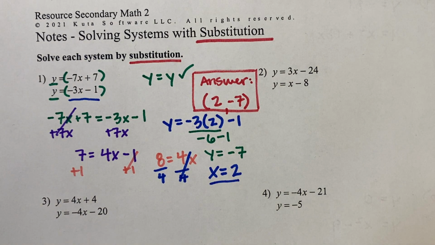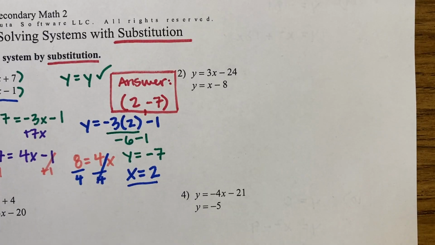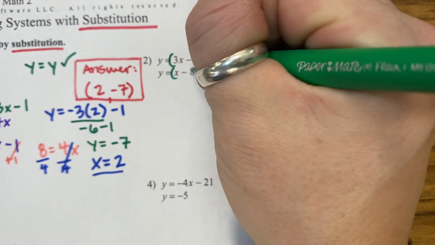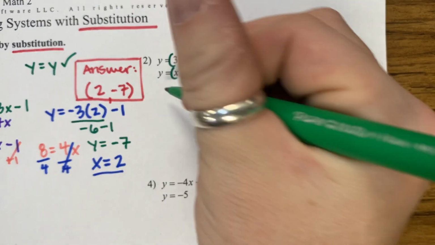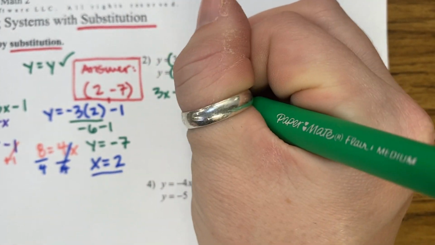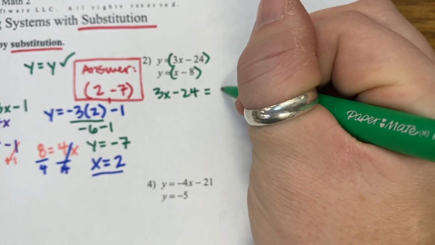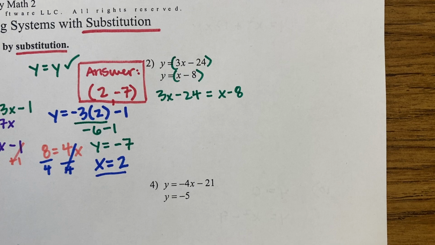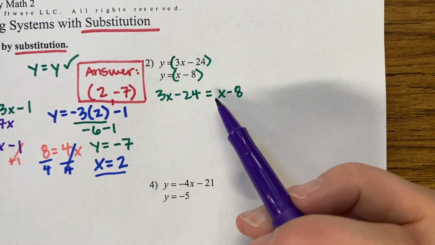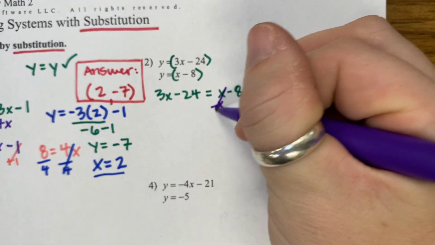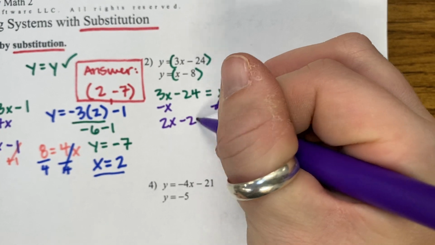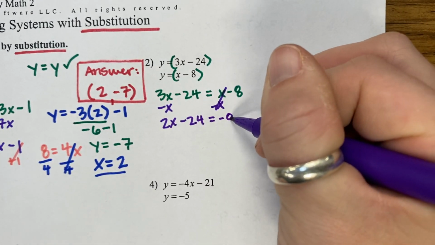Beautiful. Let's try that again. Number 2. Since they are both equal to y, they equal each other. So I'm going to take my first one, 3x minus 24, and set it equal to my next one, x minus 8. I need all my x's on one side, so I'm going to move the smaller amount, 3 and 1. Well, 1 is smaller, so I'm going to subtract the 1x.